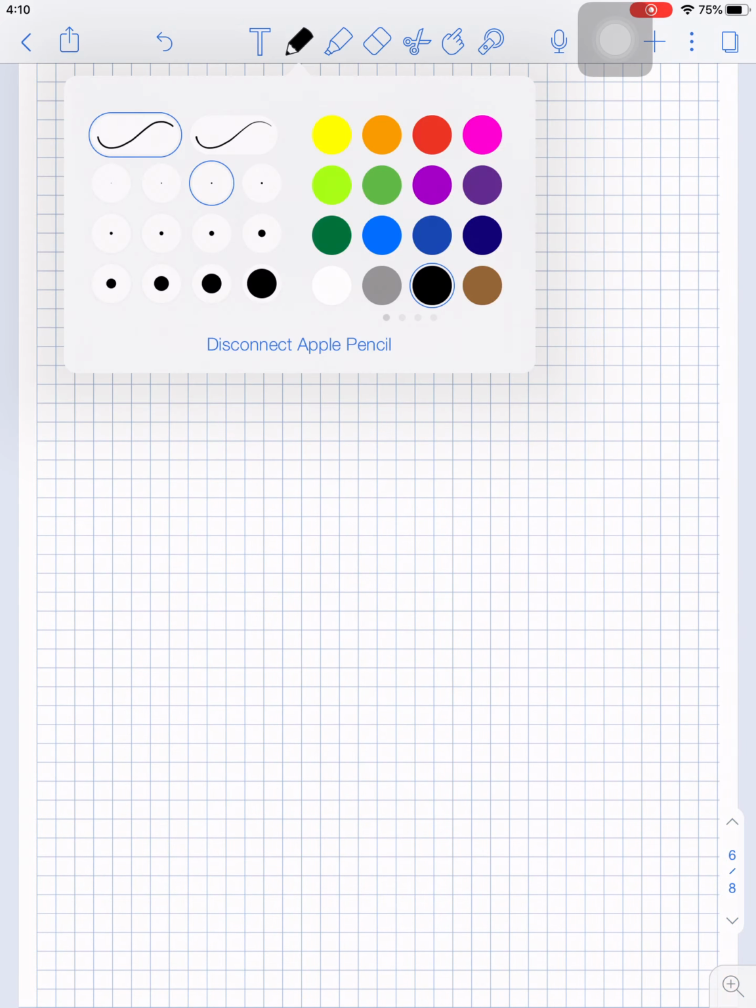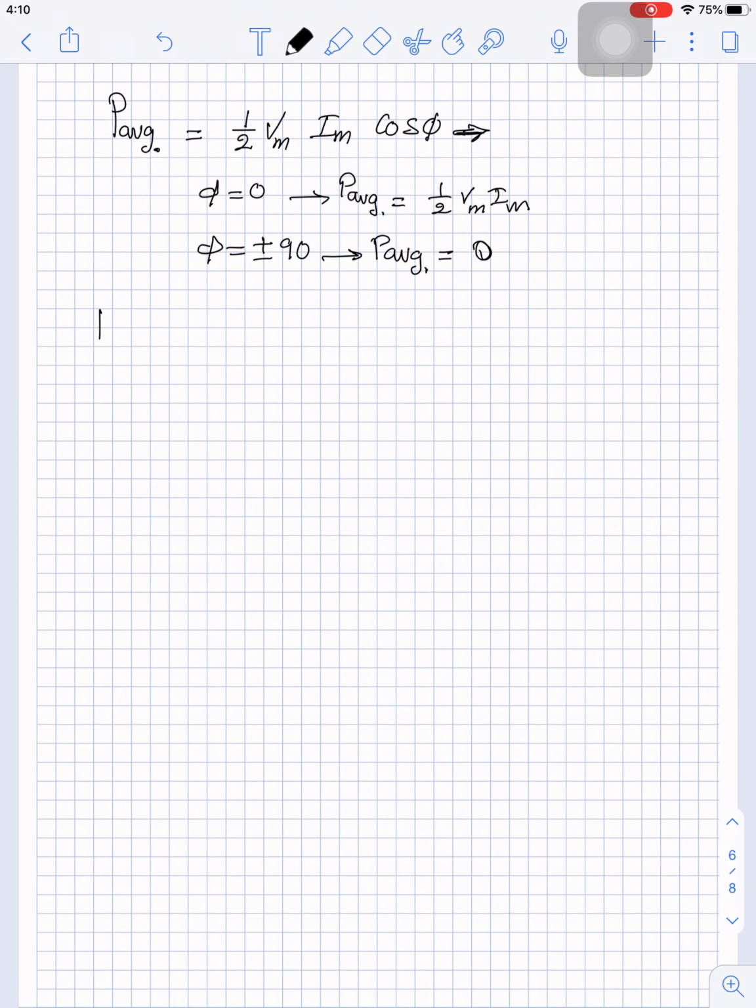So what if we did the following? Okay, we said P average equals V max divided by root 2, I max divided by root 2, multiplied by cos phi. So we didn't do any change. It's the exact same formula.